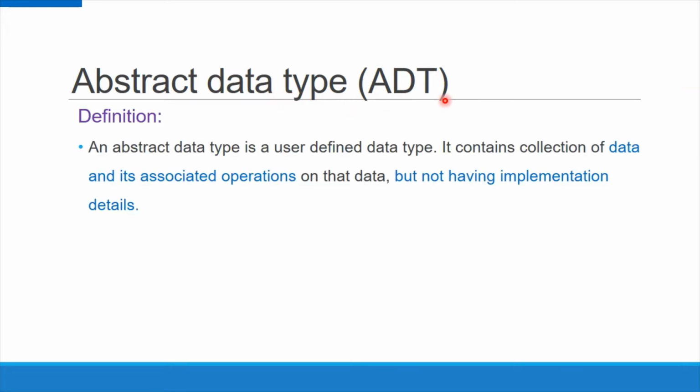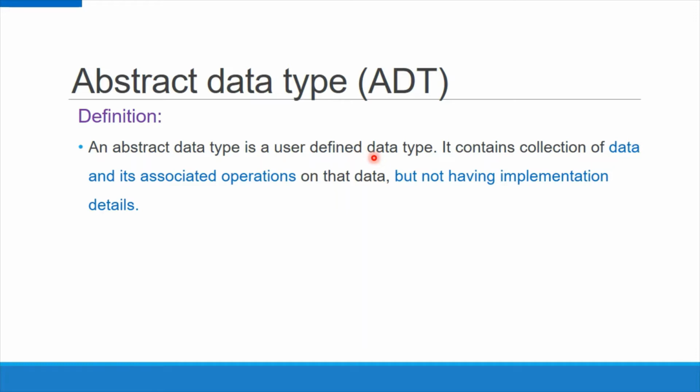With the clarity of what is data type, we move on to the next topic, abstract data type. Shortly, we call this as ADT. We'll see the definition of abstract data type. It is a user-defined data type. When I say user-defined data type, it is created by the programmer, not by any programming language.